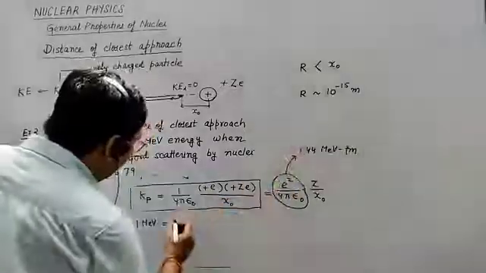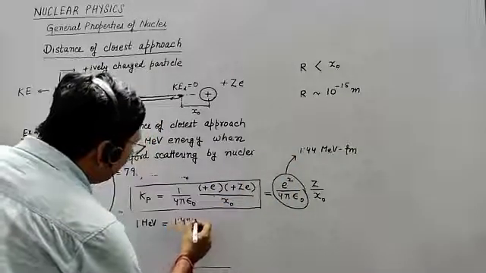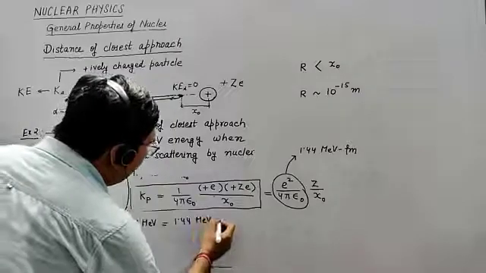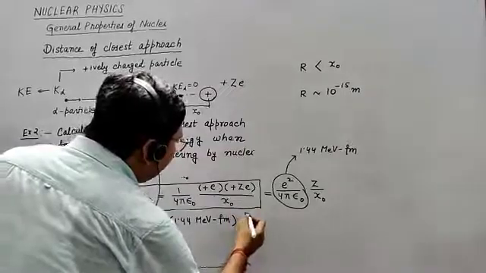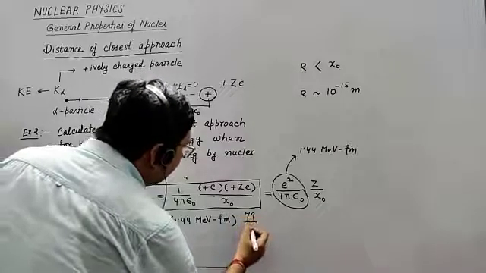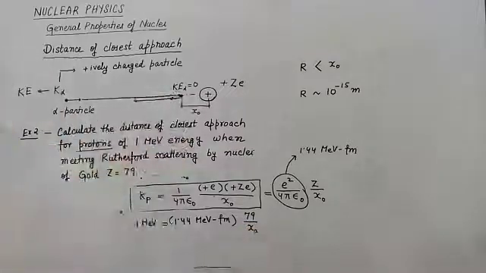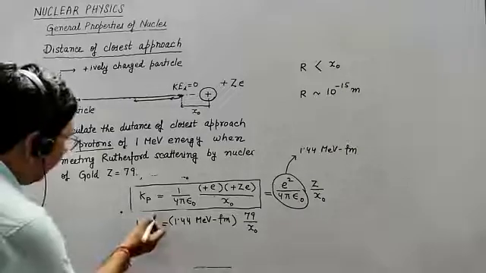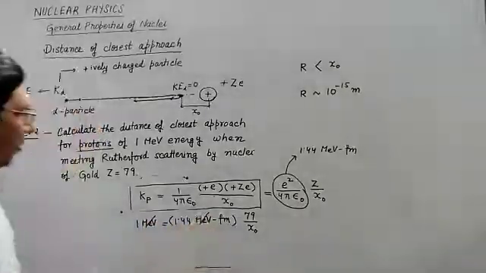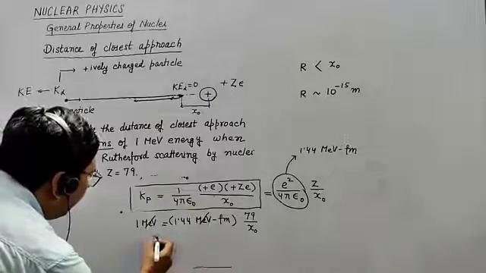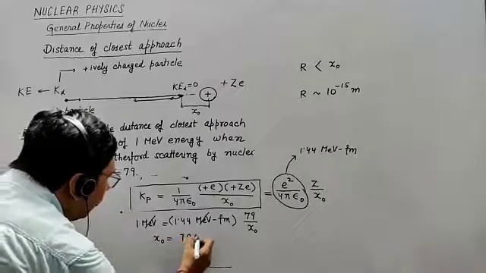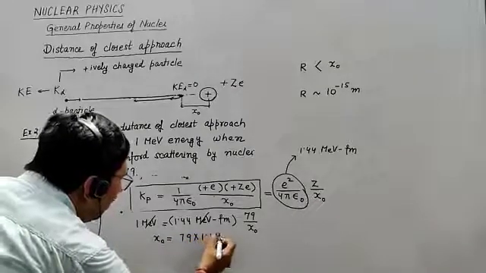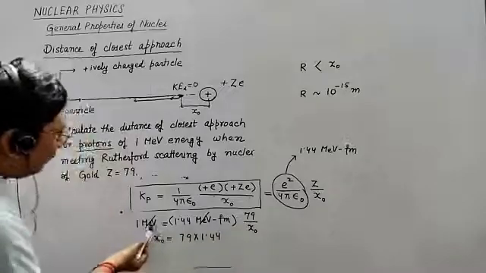Here I can write 1.44 MeV Fermi, and here this will be Z, which is equal to 79, upon x naught. So here this MeV will be cancelled out. And what will be the value of this x naught? This will be 79 into 1.44, and this will be in Fermi.